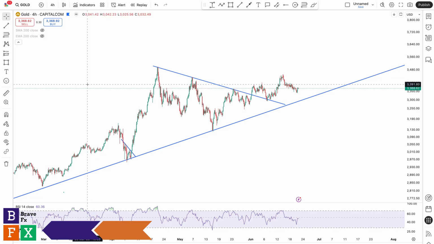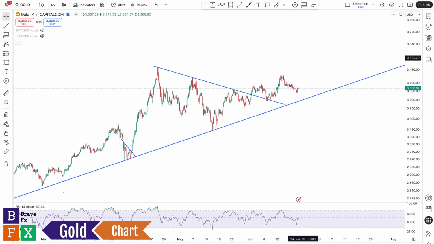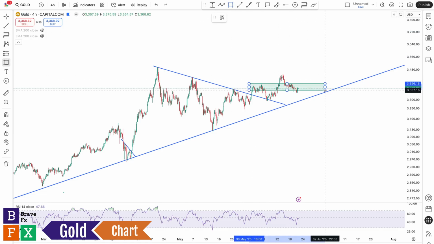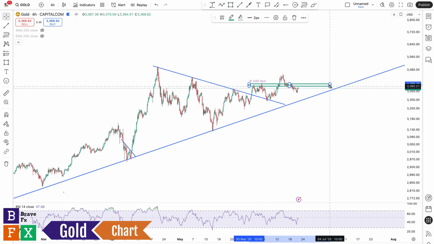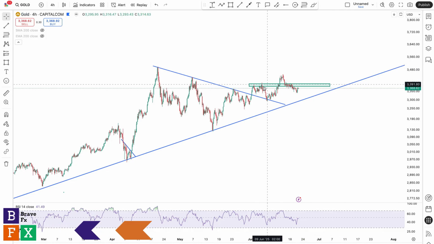Now, this is a gold chart on the 4 hours time frame. Last week, we talked about the possibility of price reversing to the downside for a possible retest before heading higher. So we took out this area of resistance as our potential area of reversal, but we seem to have been trading below this area right now.